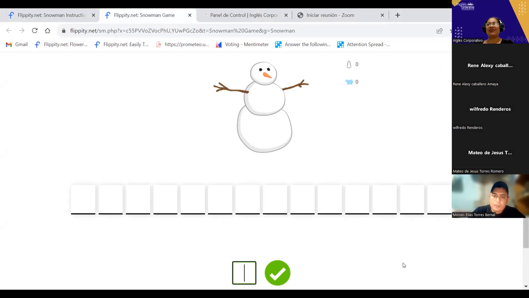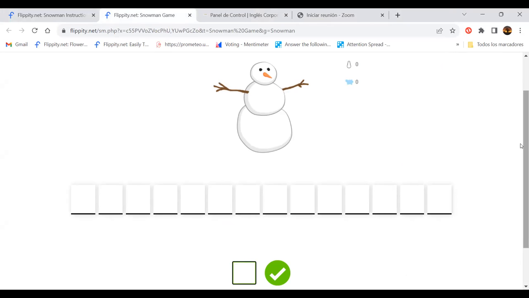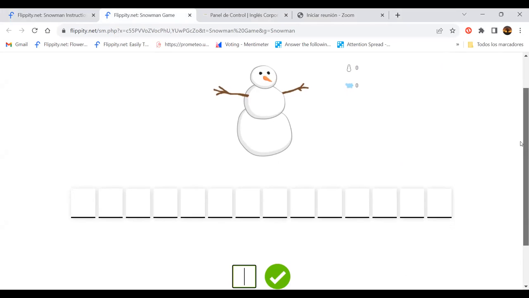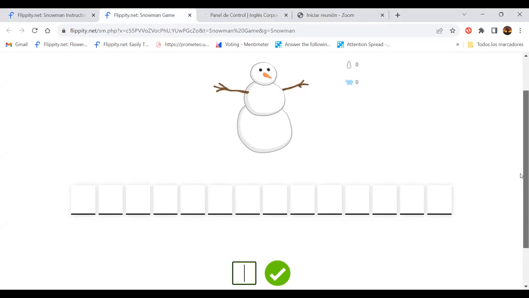Right, so we have here the snowman. And I would like you to help me get what is the hidden word in here, right? So you can help me by saying letter by letter from the alphabet, and let's see if we can find out this word, right? Some volunteers can tell me letter by letter.